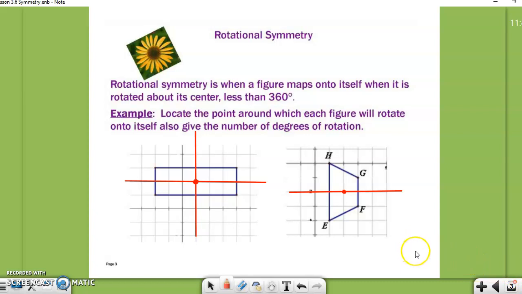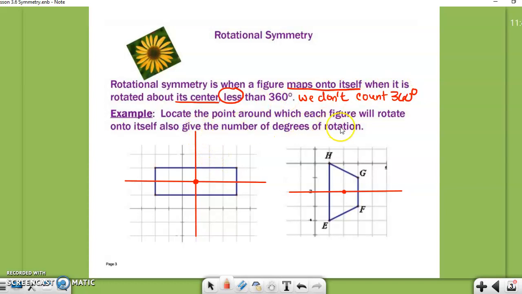Okay, now we're going to switch it over to rotational symmetry. Rotational symmetry is when a figure, again, maps onto itself, so there's no pieces hanging out, when it's rotated about its center and also less than 360 degrees. Everything has 360 degrees, so we don't count the 360 degree rotational symmetry.